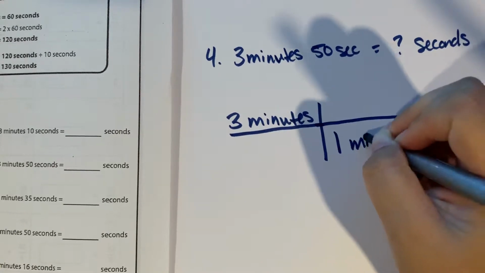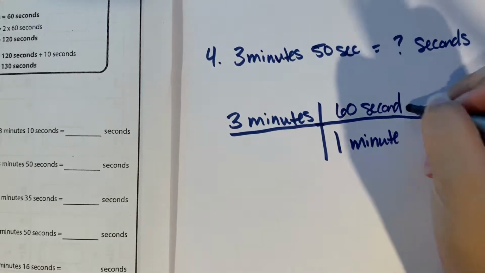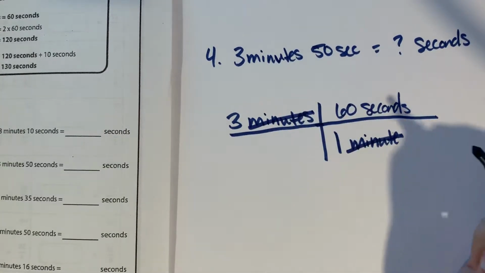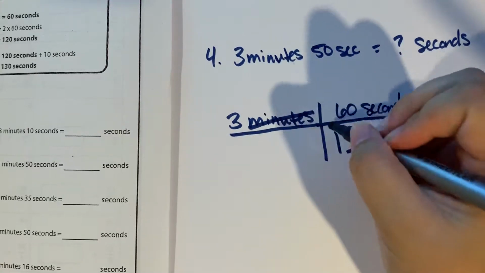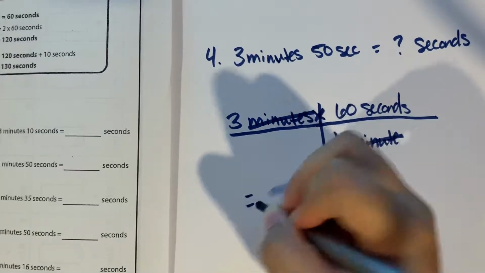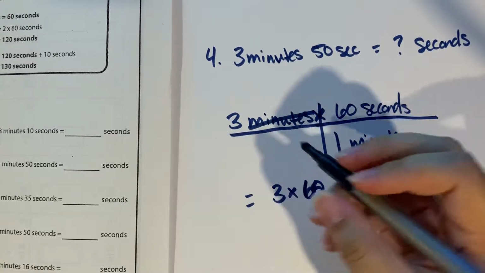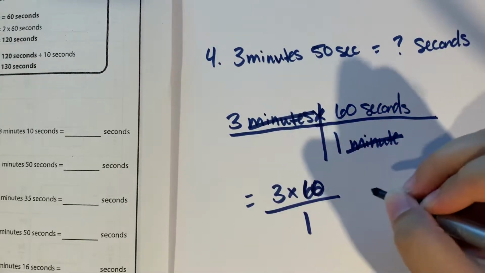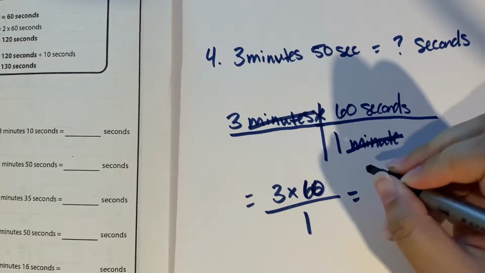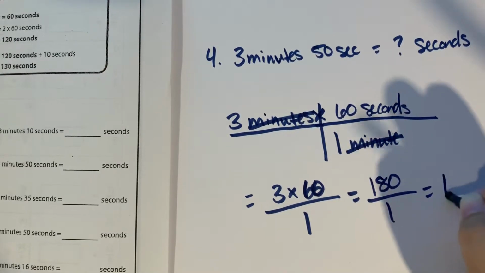So 1 minute has 60 seconds. All right, what happens is that these minutes cancel out, and what you're left with is 3 times 60 seconds divided by 1. Ooh, I'm messing up all over the place. Okay, 3 times 60, of course, divided by 1. Just put that into your calculator. You should be getting 180. Divided by 1, of course, it's going to be 180.